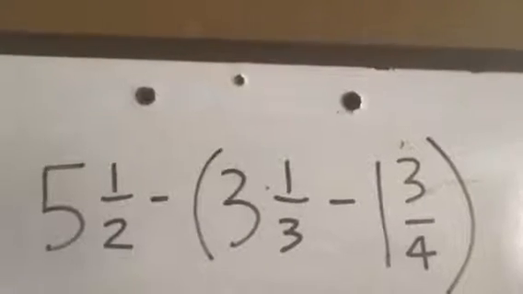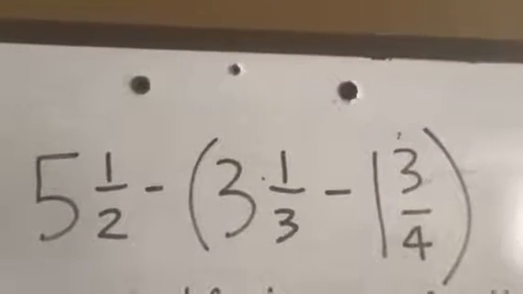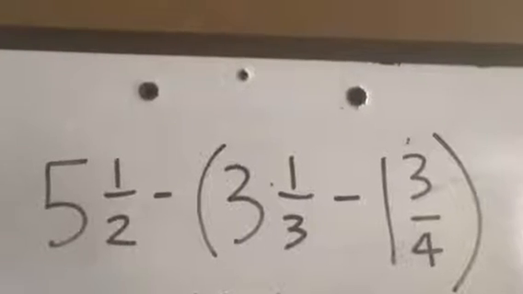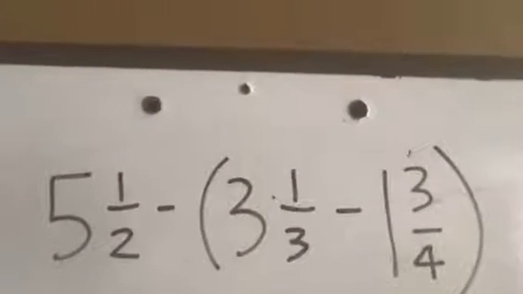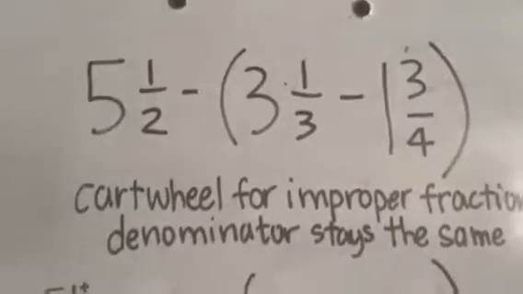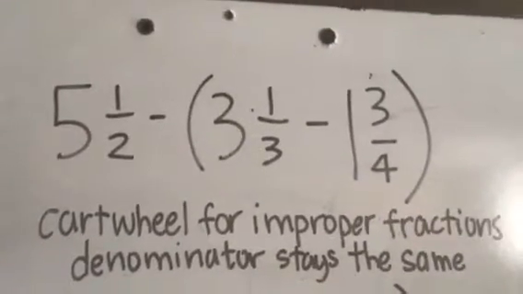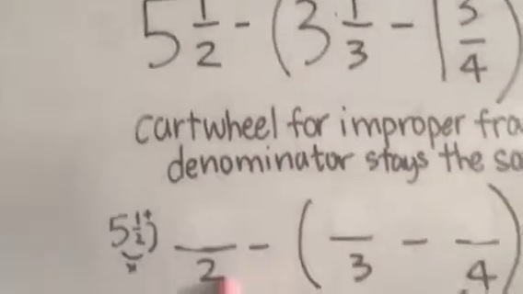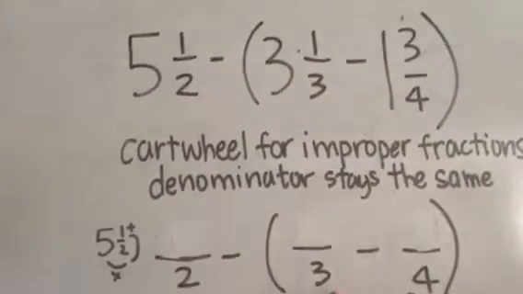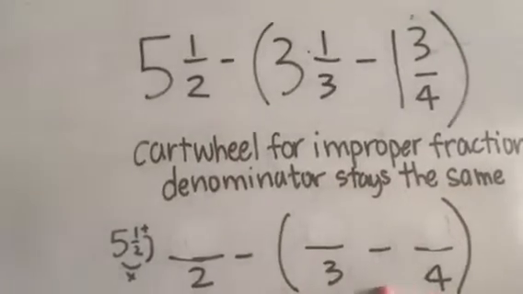For the equation 5 1/2 minus 3 1/3 minus 1 3/4, our first step is going to be to take those mixed numerals and convert them into improper fractions. So we use our cartwheel for that. The denominator is going to stay the same, so 5 1/2 will still be something over 2, 3 1/3 something over 3, 1 3/4 something over 4.